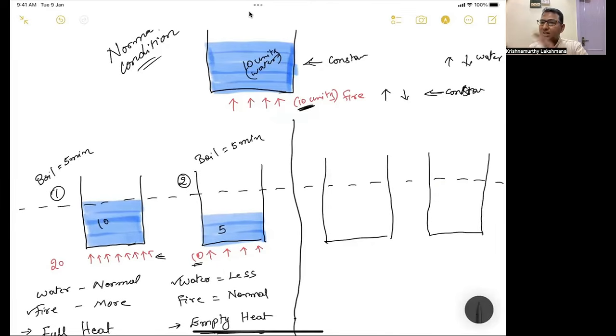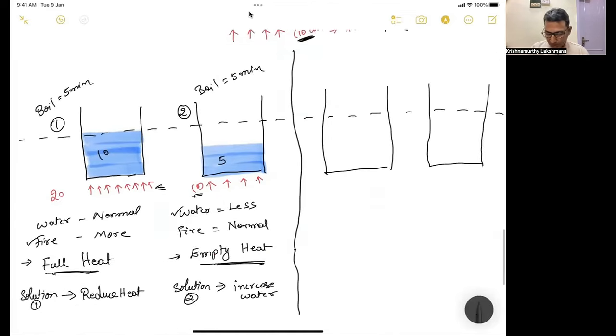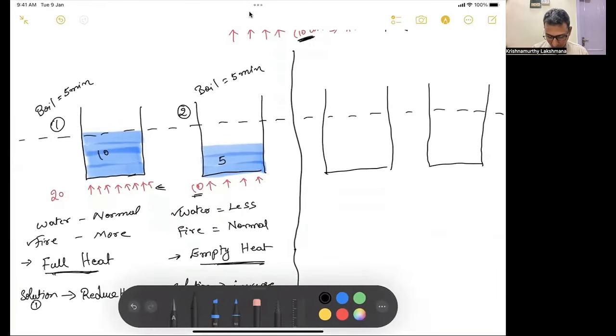So we will take the other situation. In the other situation, we will double the water.